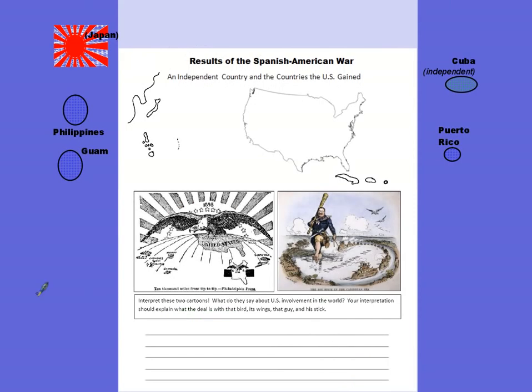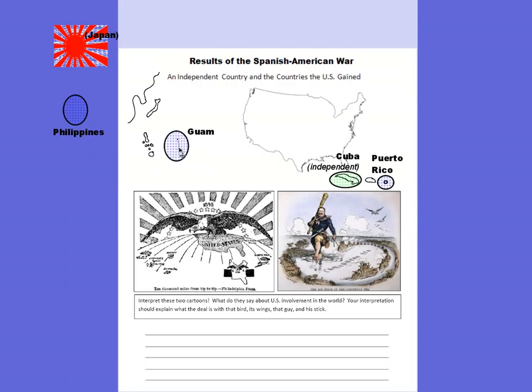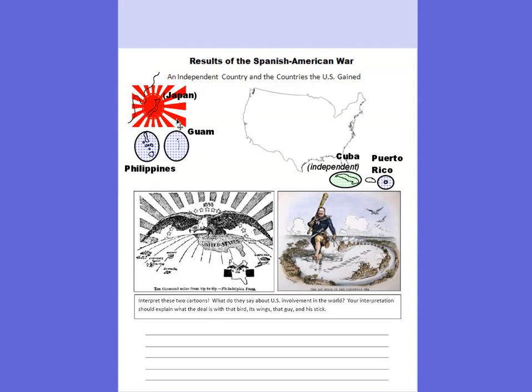And lastly, just to give you a little idea what these guys look like and where they are, Cuba, Puerto Rico, the little guy here, Guam, little islands, the Philippines, these big islands, and just as a reference point, that's where all this is, put a little map or the flag of Japan, just so you get an idea. These are way out there over by Asia, which is right here.